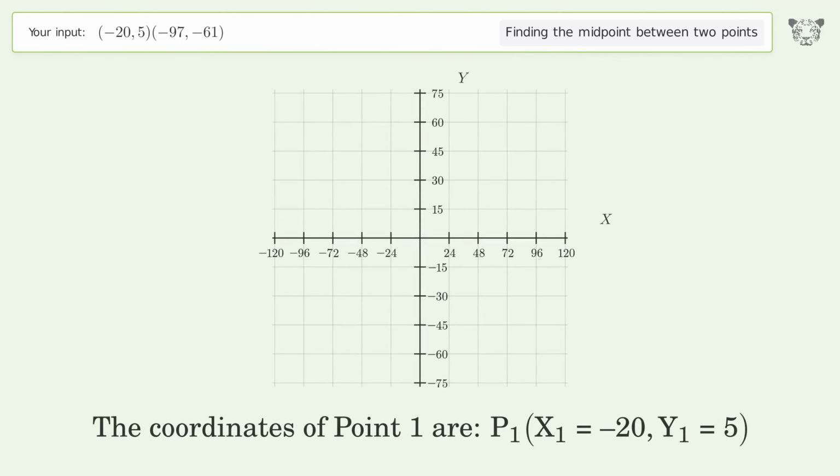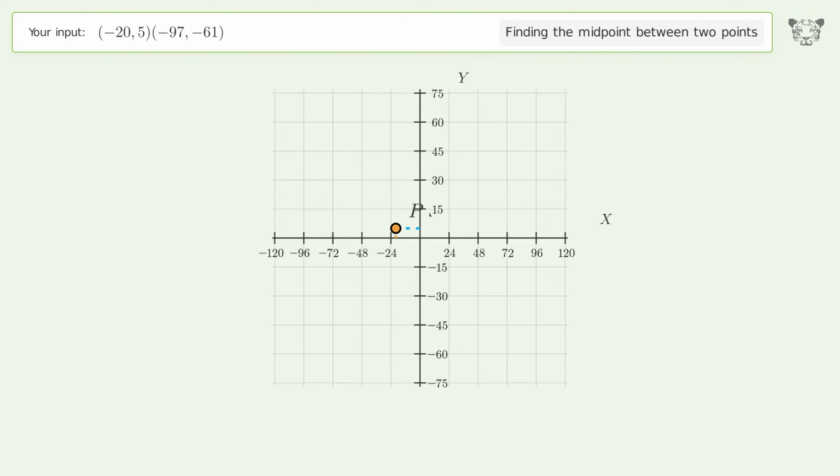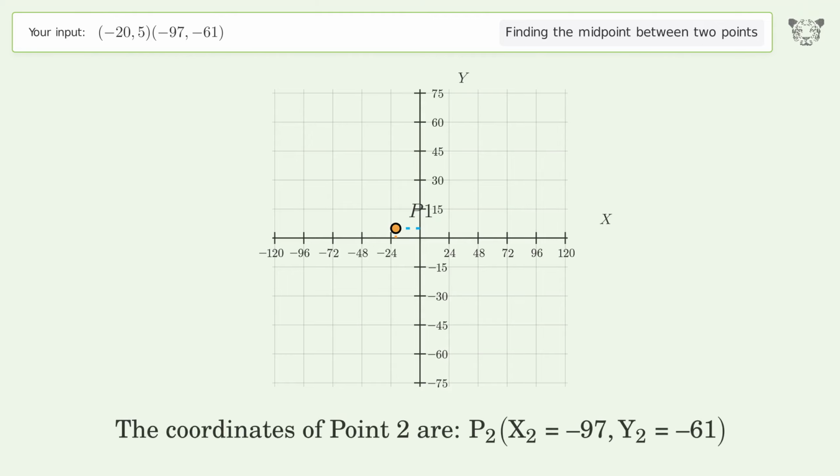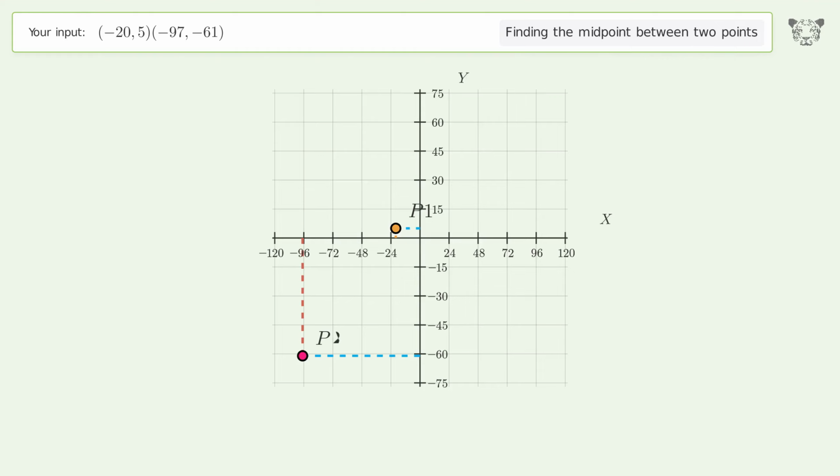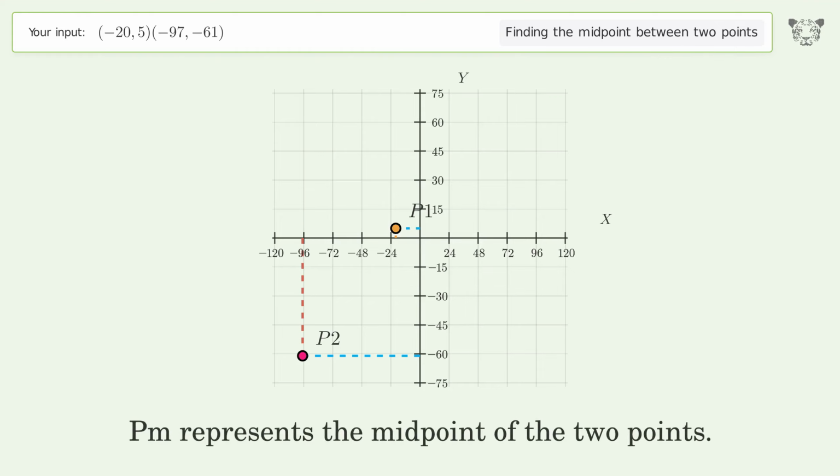The coordinates of point 1 are, x1 equals negative 20, y1 equals 5. The coordinates of point 2 are, x2 equals negative 97, y2 equals negative 61. PM represents the midpoint of the 2 points.